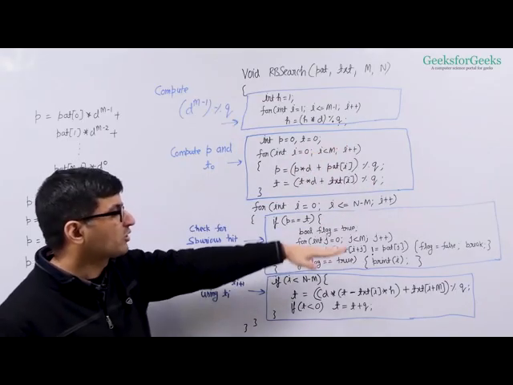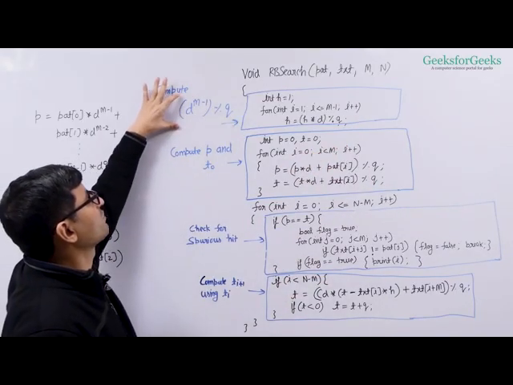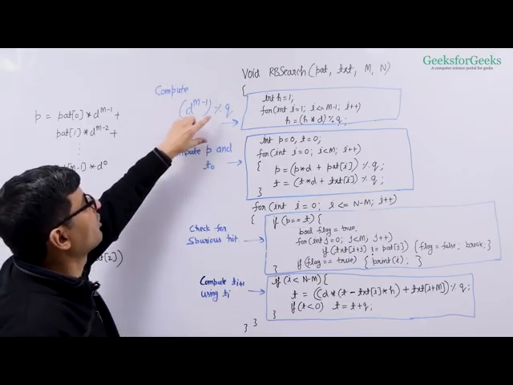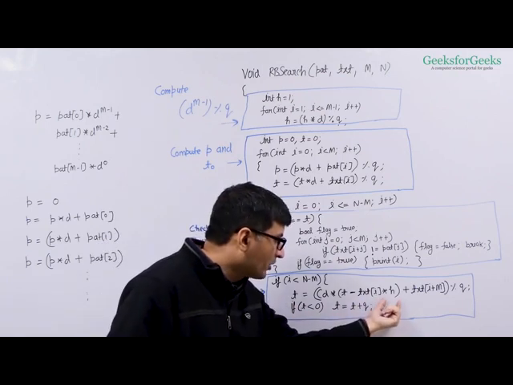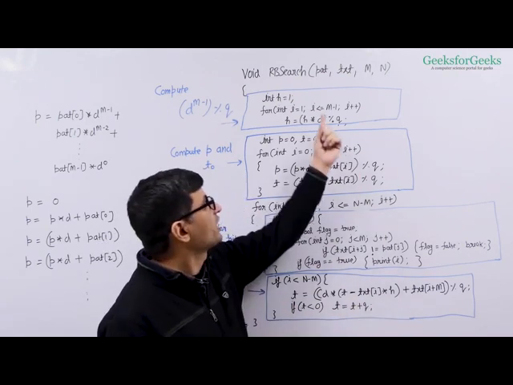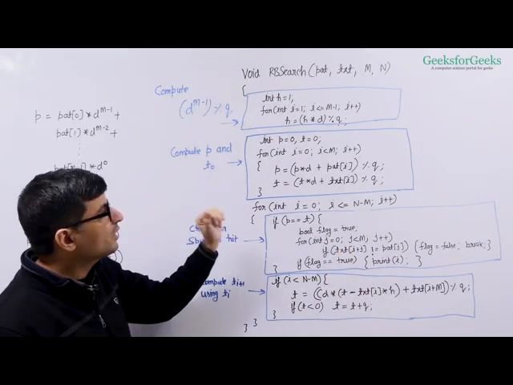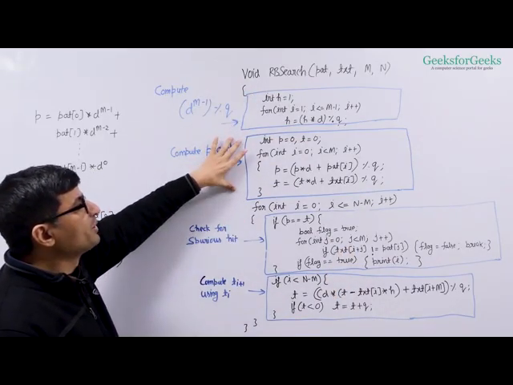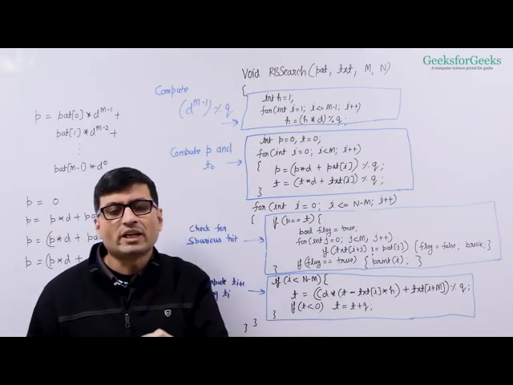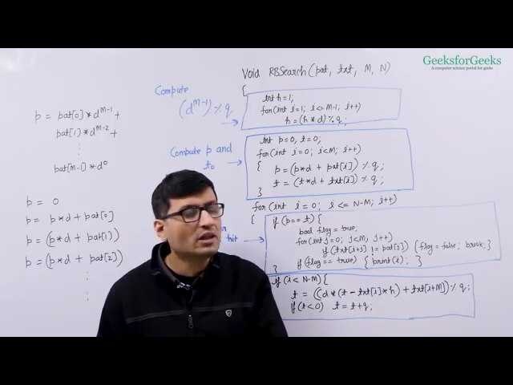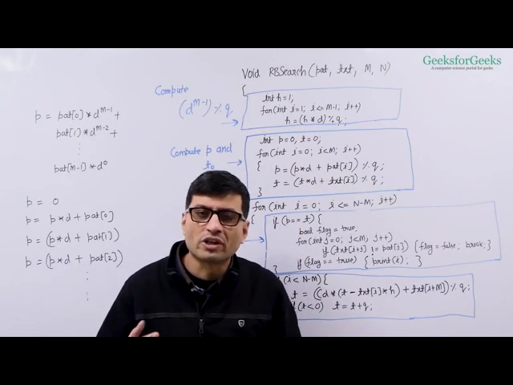Let's now talk about this code step by step. The first thing that we do is pre-compute this value, d raised to the power m minus 1 modulo q. We are going to use this value in this computation. So instead of doing this computation again and again inside a loop, we have pre-computed this value. Now we are going to compute the hash function for the first window of text and the hash function for the pattern. And to do these hash function computations, we are going to follow Horner's rule.